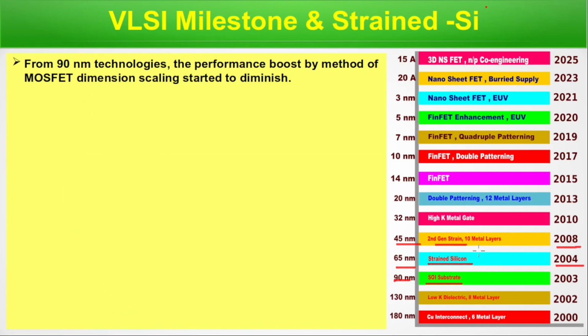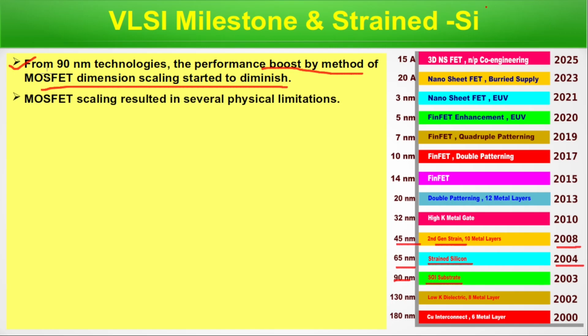From 90 nanometer technologies, the performance boost by method of MOSFET dimension scaling started to diminish. Till now, MOSFET dimension scaling was the success route to get better device performance or MOSFET performance or circuit performance. Now from 90 nanometer, the benefit started to diminish. Different substrate, then strained silicon, here high K metal gate, these all started to get introduced. These are alternative ways, and also they are technology boosters, because when the existing technology or method stopped to give benefit, at that time these new technologies were introduced in the system to boost the performance.